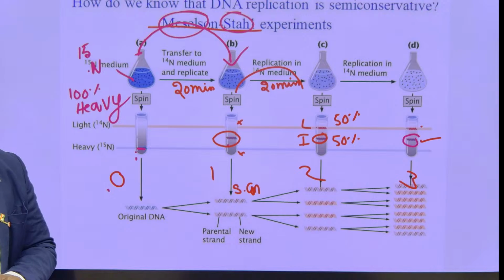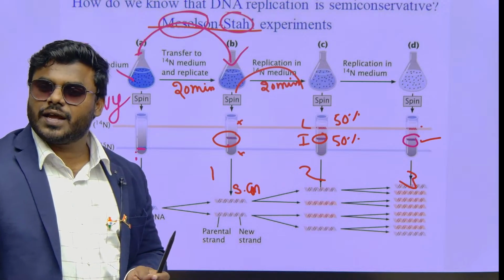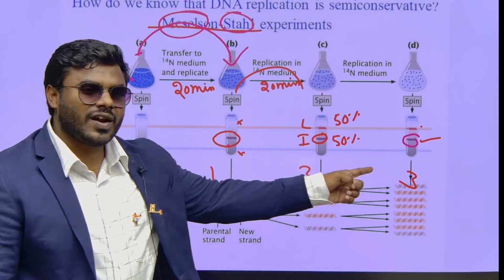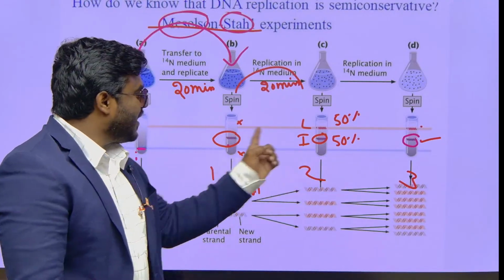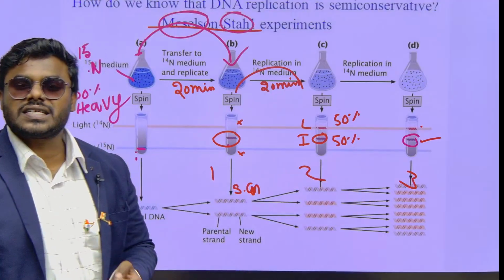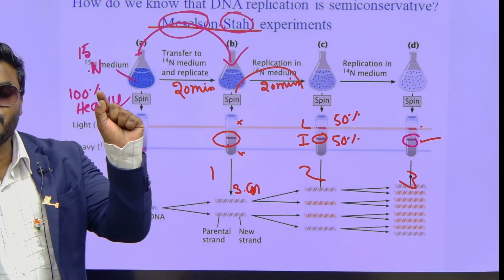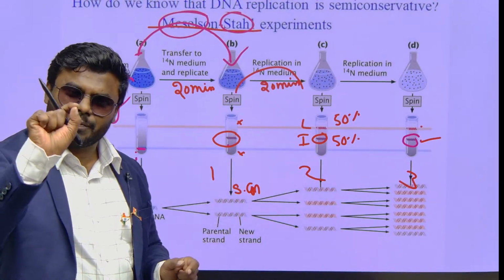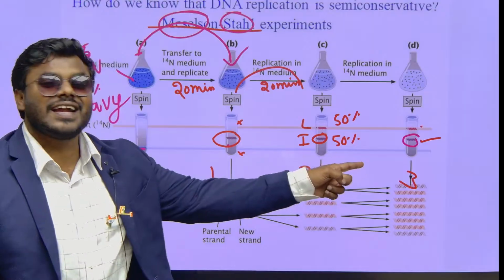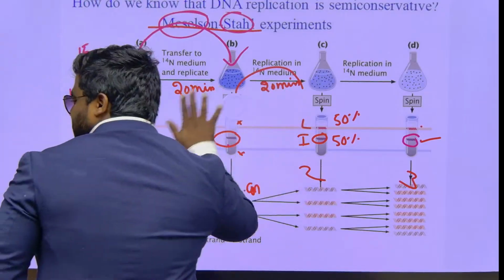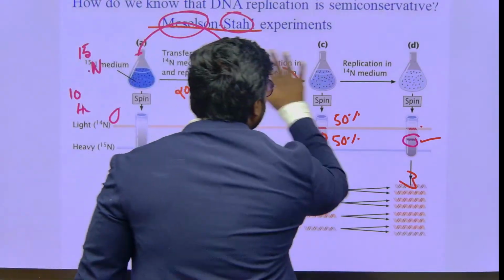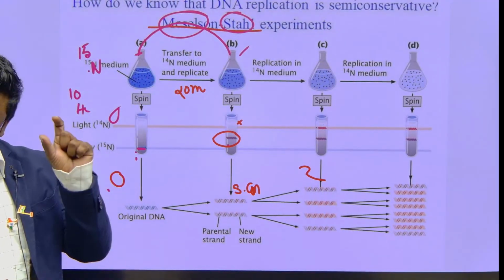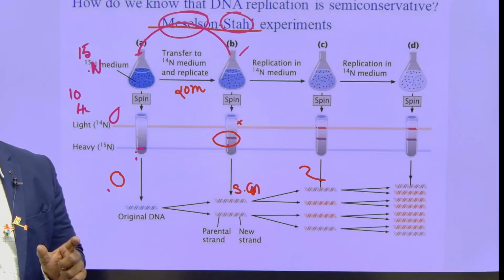Now we have to disprove the conservative and dispersive models. What is conservative? The entire parent DNA is preserved or conserved and converting into? Did we get anywhere of that? It means the entire parent DNA converts into daughter. And the last and final one, dispersive. Small parent, small daughter. Did we get that anywhere? I mean, a combination of parent and daughter. We didn't get that anywhere. So, with this simple experiment, what can we prove? We can prove the semi-conservative model is the accepted model for DNA replication.